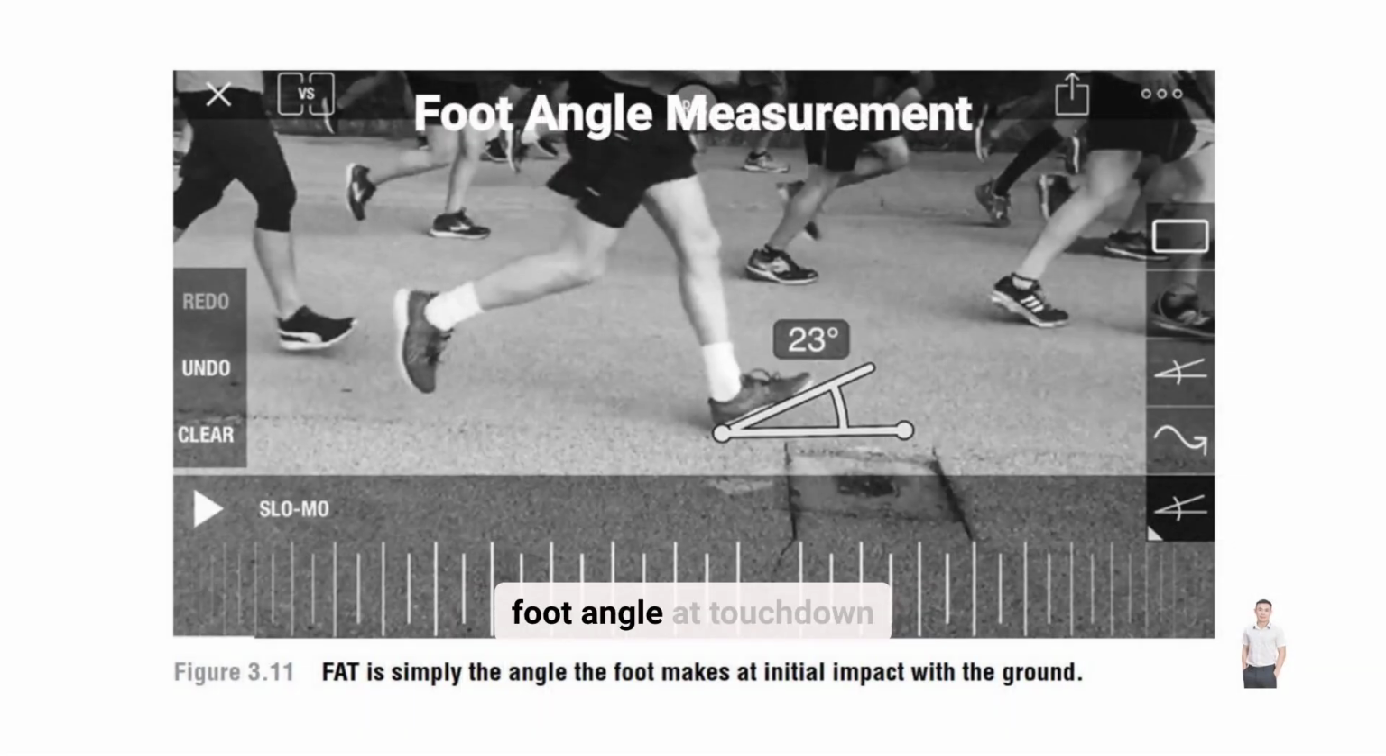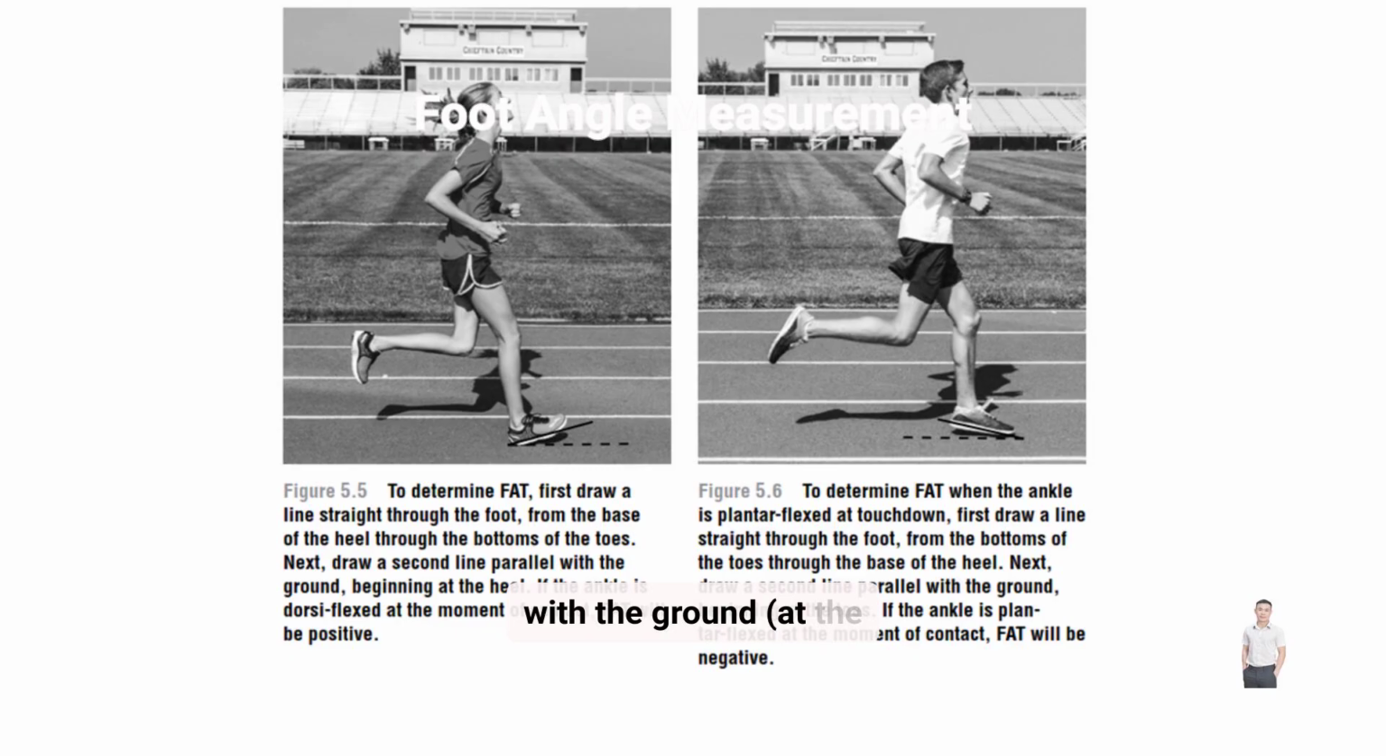You are now ready to measure foot angle at touchdown, FAT. From that same point of initial contact with the ground, the instant where you measured SAT, draw a line straight through the foot, from the base of the heel, through the bottoms of the toes, or through the corresponding parts of the running shoe. Draw a second line that originates from the point of contact with the ground at the heel or front of the foot, parallel with the ground, figure 5.5. The resulting angle is the FAT. If the ankle is dorsiflexed at the moment of initial contact, FAT will be positive. If the ankle is plantar flexed at touchdown, FAT will be negative, figure 5.6.